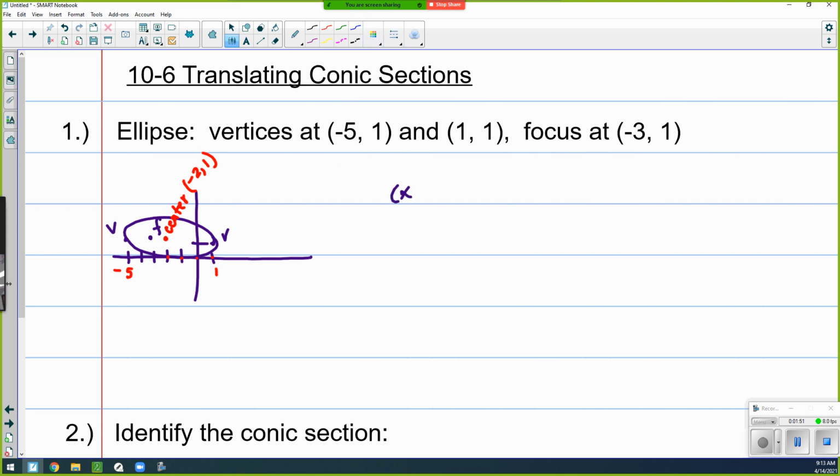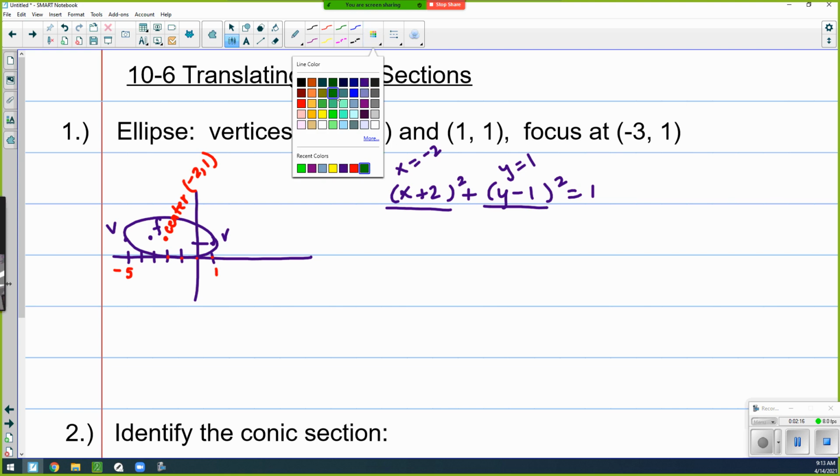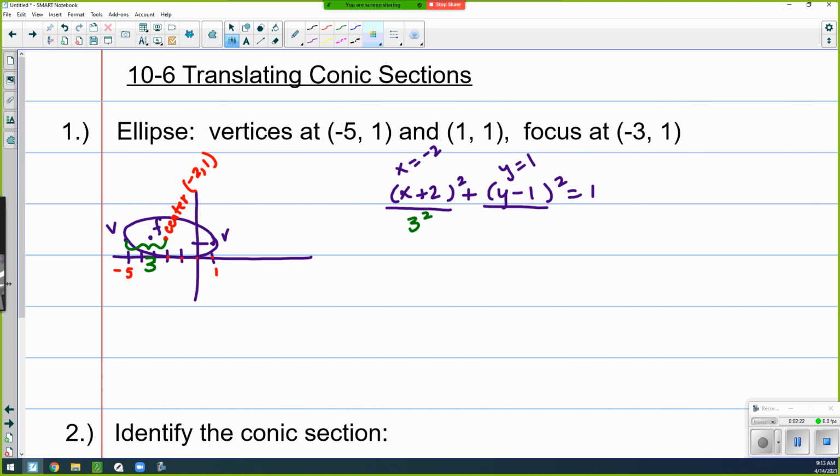Okay, so I'm on my way then to writing the equation of this. With an ellipse, we're going to have an x squared plus a y squared, and then we're going to set it equal to 1. Now, I went to the left 2, so I'm going to write x plus 2, and I went up 1, so I'm going to do y minus 1. Remember that if I look at those as zeros, that would be x equals -2, and y is equal to 1. Then underneath the x, I need to put half the length of the major axis. This is my major axis, and there are 3 units right here. So this is going to be 3 squared.